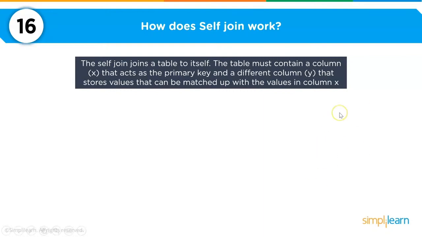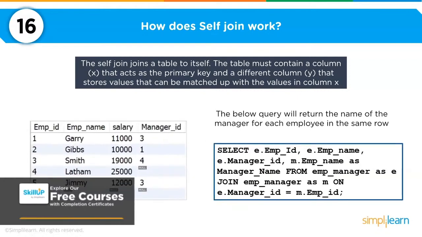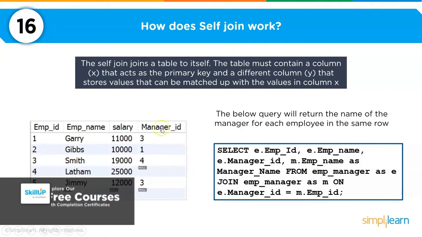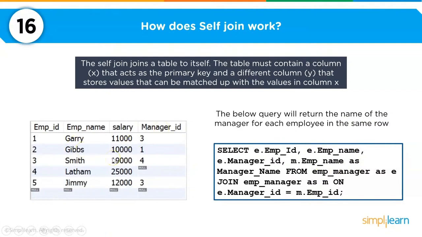Now this might not be really easy to understand. You'll get to know once we do this demo. So I have a table which is called employee manager. So this is my table. Now let me tell you how to interpret this table. We have 5 different employees starting from employee ID 1 to employee ID 5. Gary, Gibbs, Smith, Latham and Jimmy are the different employees we have. You have their salaries, and now you have the employees reporting to which manager.